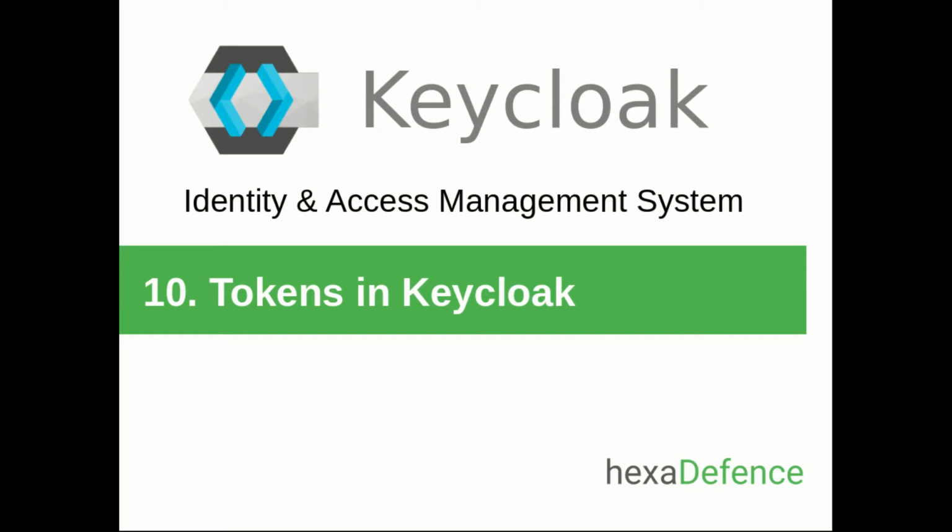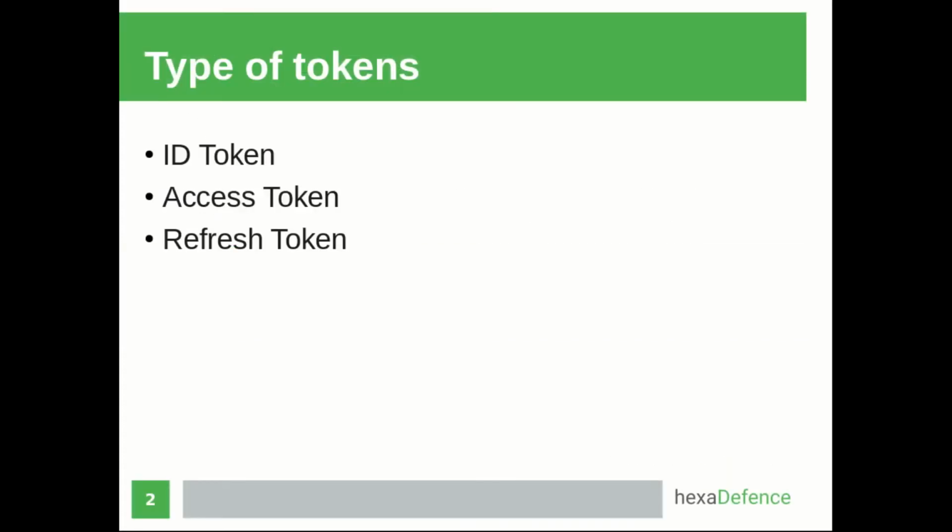First, I will explain the tokens and their types. After that, I will show you how they are used in a Keycloak client. For demonstration, I will use the same application developed in the previous video. Let's get into the content. There are three types of tokens: ID tokens, access tokens and refresh tokens. I will go through each of them one by one.